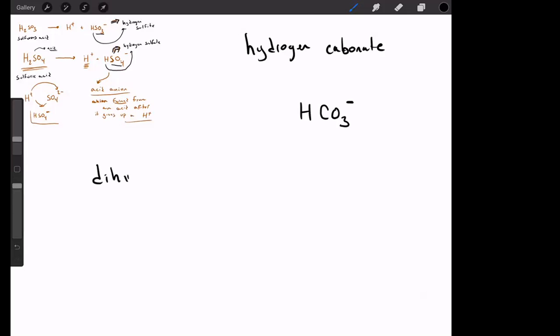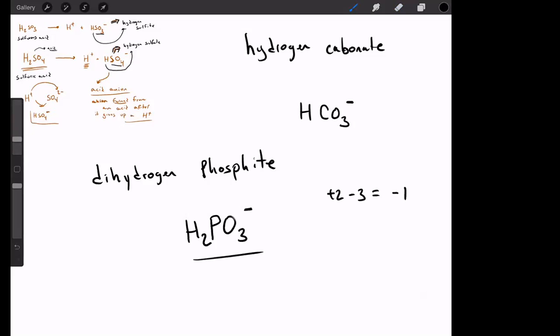What's dihydrogen phosphite? How do I put this one together? Well, what's the formula for phosphite? PO3 3-. Then what does dihydrogen mean? Dihydrogen means 2 hydrogens. But now I have to change the charge. The charge isn't 3- anymore. I've added 2 plus charges to it. So if I take +2 and subtract 3 from it, I get -1. And so the new charge is -1. There's dihydrogen phosphite.